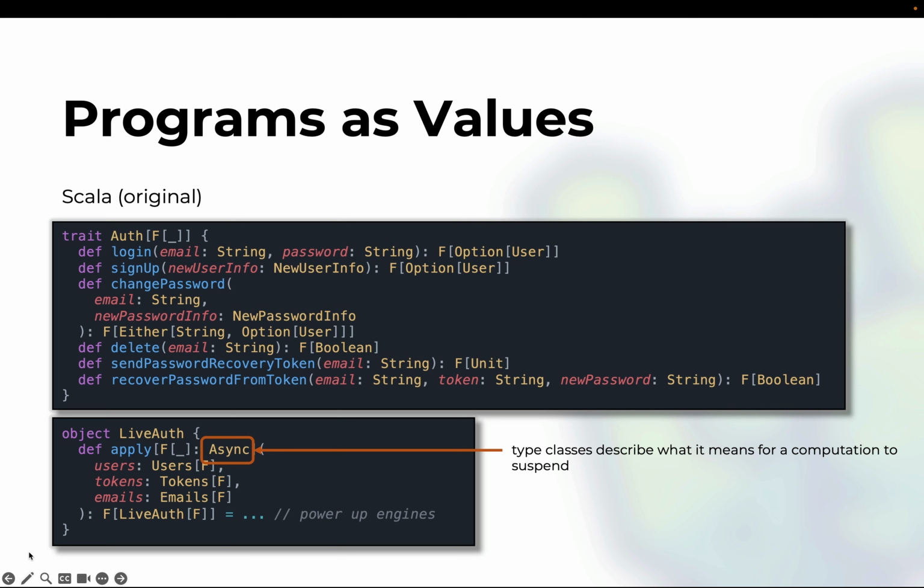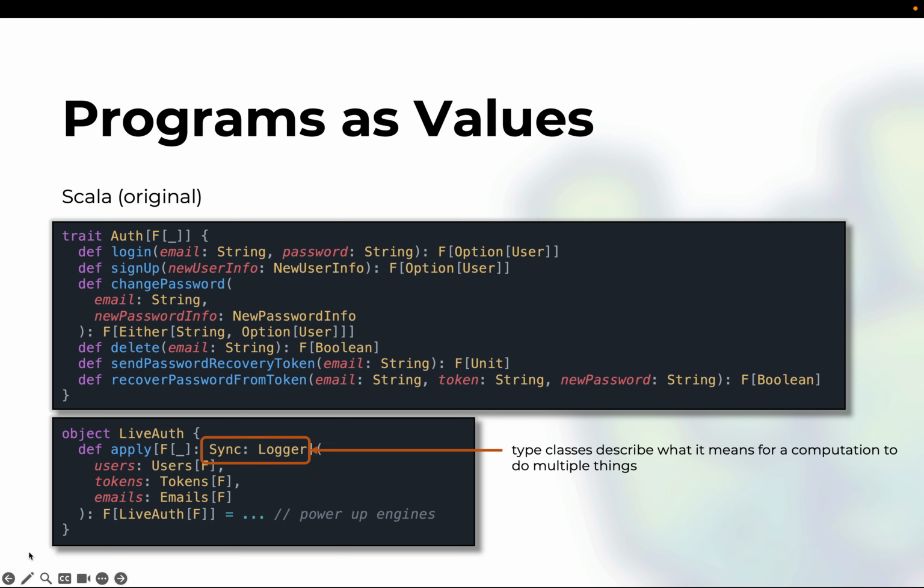The type class essentially describes what it means for a computation to perform any sort of effect, like the ability to suspend, or the ability to cancel or error out, or the ability to execute synchronously, or any sort of ability, or multiple abilities, the ability to log something.